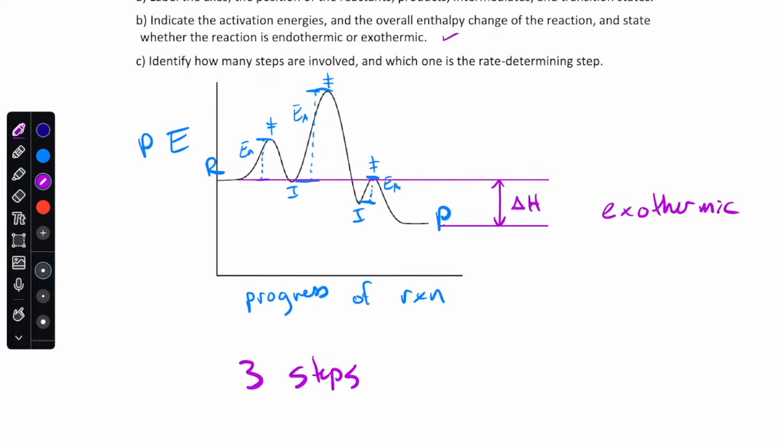Yeah, the rate determining step is the step that has the largest activation energy, which is step 2. RDS, rate determining step. Sometimes also called rate limiting step. They mean the same thing.